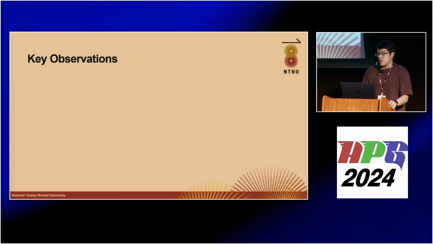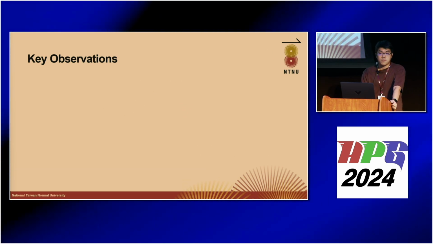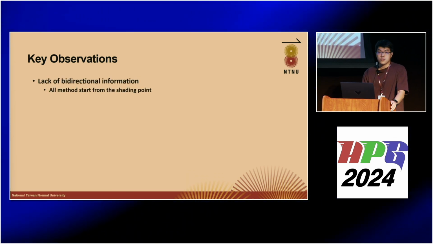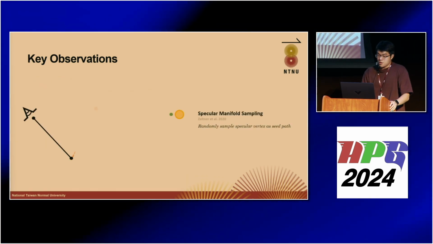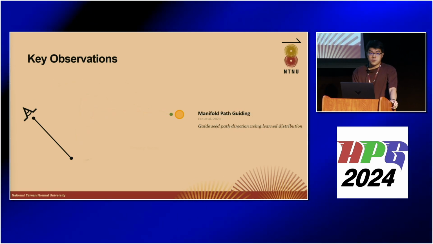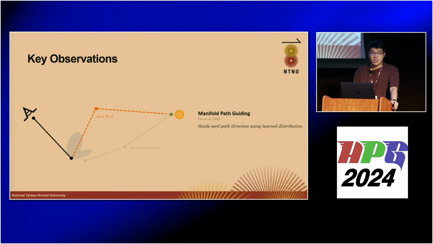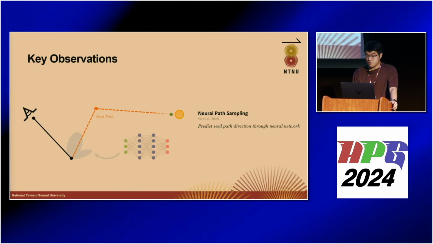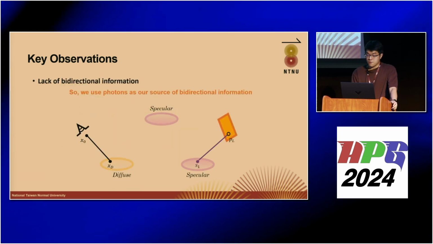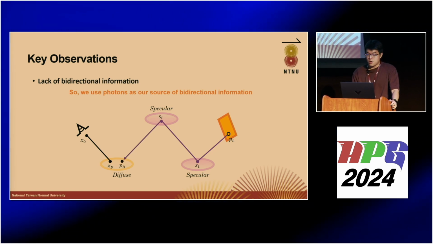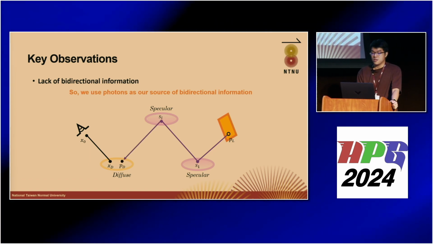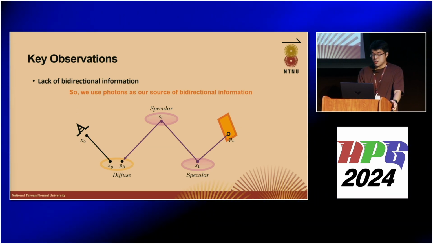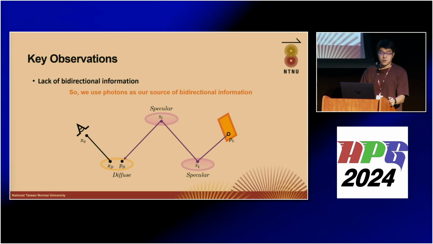Our method is based around three key observations we made from all the previous works. The first is the lack of bidirectional information. All the methods we mentioned before use unidirectional exploration starting from the shading points. But from previous experience, we know that bidirectional methods like bidirectional path tracing or photon mapping are more suitable for sampling caustic paths. So in our method, we decided to use photons as our source of bidirectional information, which gives us the general location or direction of where these specular paths are coming from.